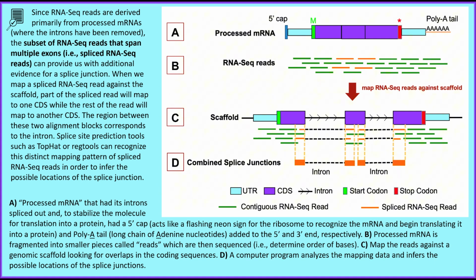When we map a spliced RNA-seq read against the scaffold, part of the spliced read will map to one CDS while the rest of the read will map to another. The region between these two alignment blocks corresponds to the intron.